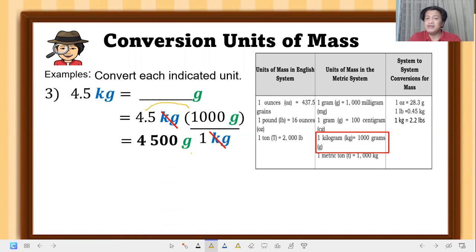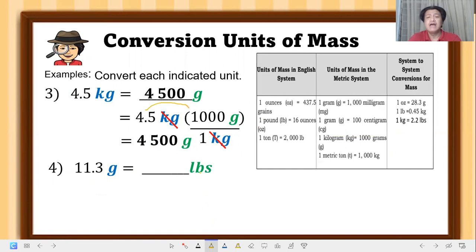Okay, don't forget to copy the unit, yung grams na yan. Okay, yan ngayon, yung katumbas ni 4.5 kilograms, that is 4,500 grams. Okay, we have number 4. Let 11.3 grams is equal to how many pounds?